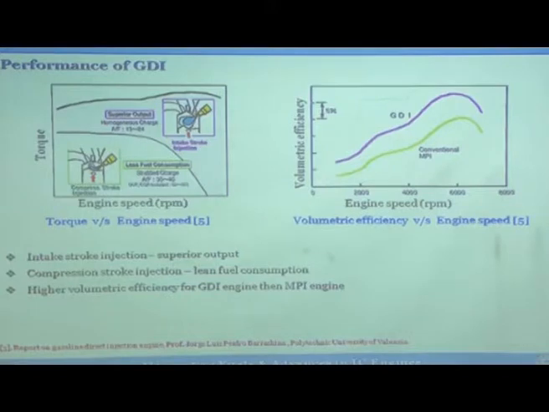Again, this is showing here that the volumetric efficiency of the conventional PFI engine is lower and the volumetric efficiency of the GDI engine is relatively higher. Can you tell me why?